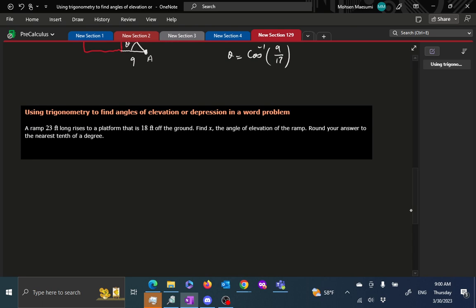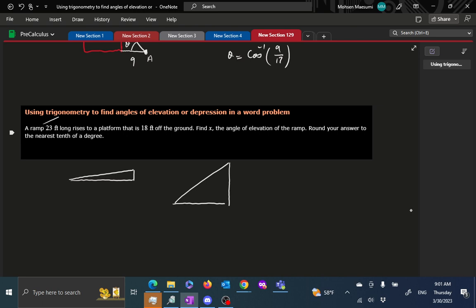Type 3. A ramp is 23 feet long and rises to a platform that is 18 feet off the ground. 18 feet is quite high. Sometimes you rent a rental truck, and you have a ramp that goes up maybe 3 feet, and that helps you push the dolly up into the truck and so on. This is a very steep ramp. I'm not quite sure who uses a ramp like this, but that's what the problem is telling us.